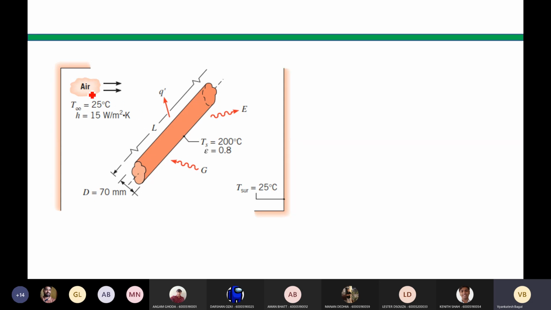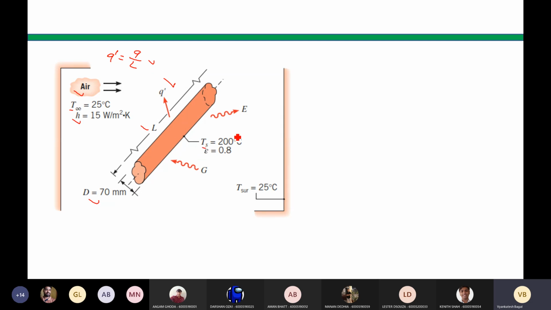For example, they have written the surrounding air is there in the room. Temperature is 25 degrees. Heat transfer coefficient, they have mentioned for natural convection. Then the diameter of the pipe is 70 mm. Capital L is the length of the pipe, and there is heat transfer taking place from pipe to the surrounding. So what is this Q dash? You can say Q dash is this Q by L, or the heat transfer per unit length, or per meter length of the tube. You can think like that.